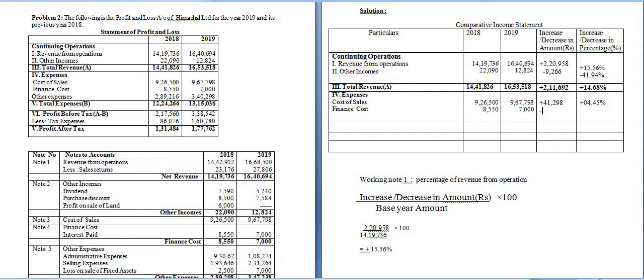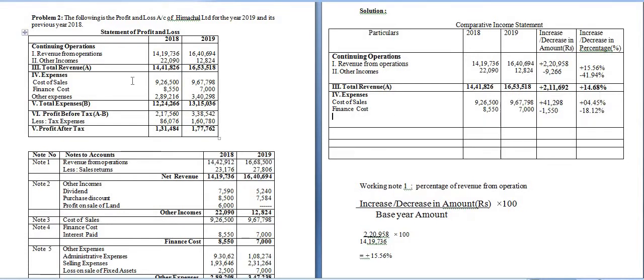8,550 minus 7,000. So write minus 1,550. Okay, minus 1,550. And now how much is the percentage? Again, we have to write the minus sign. 1,550 divided by 8,550, which is 18.12 percentage. Okay.